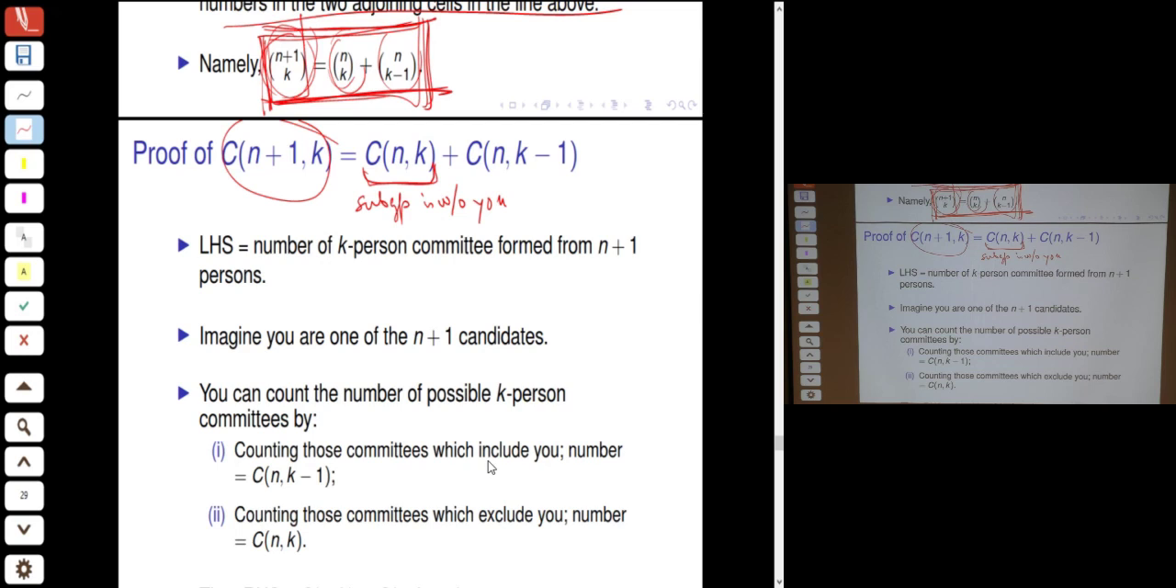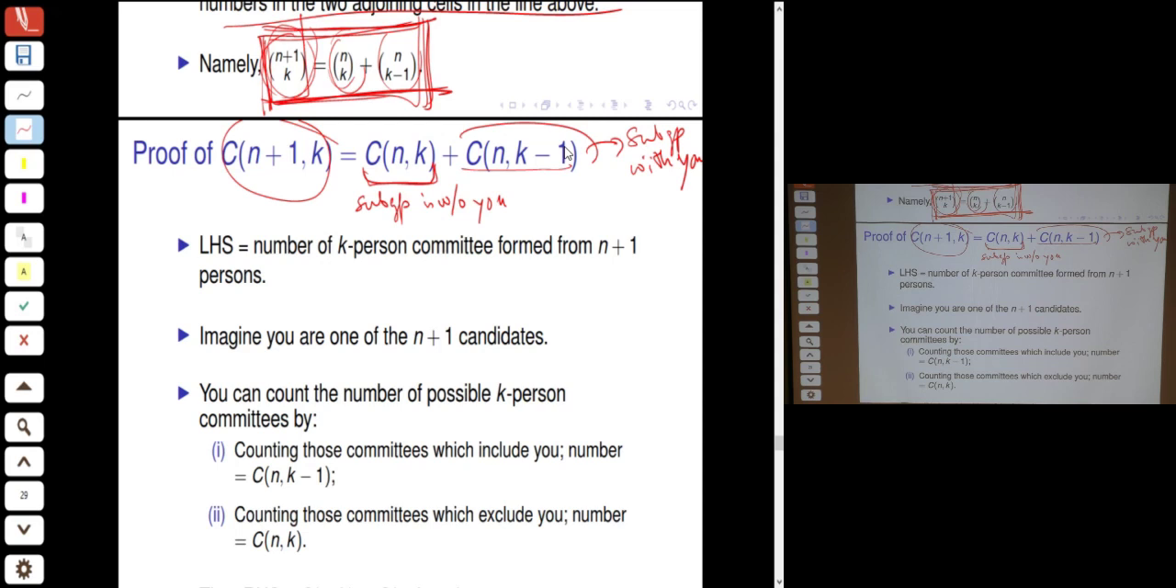So for subgroups with you, you choose the remaining k minus 1 members of the subgroup from your n friends, which is n choose k minus 1. And these are precisely the two possibilities of subgroups of size k chosen from the total n plus 1 people.